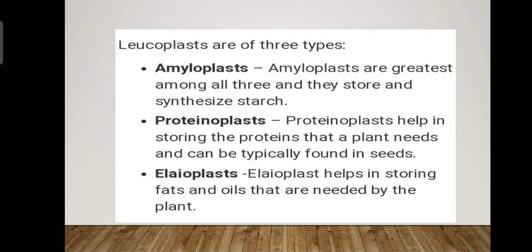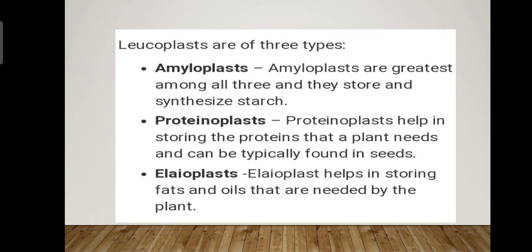Then next one is elaioplast. It helps in storing fats and oils that are needed by the plant. An example I have given you, oil seeds. So these are the types of leucoplast. They store starch, fat, protein. So chromoplast, they give color to flowers and fruits. Chloroplast, they contain green pigment, that is chlorophyll. And leucoplast, colorless plastids, store fat, oil, proteins, starch.